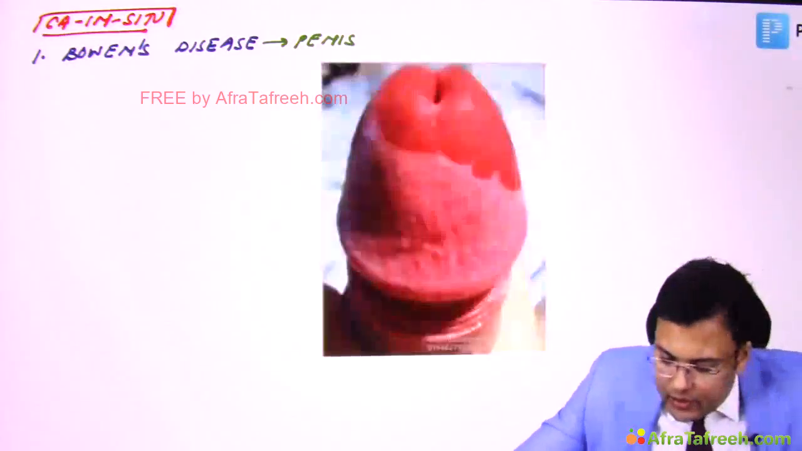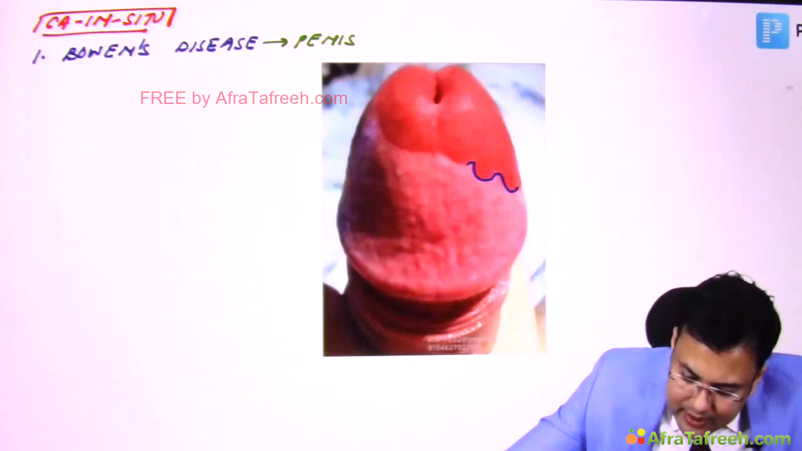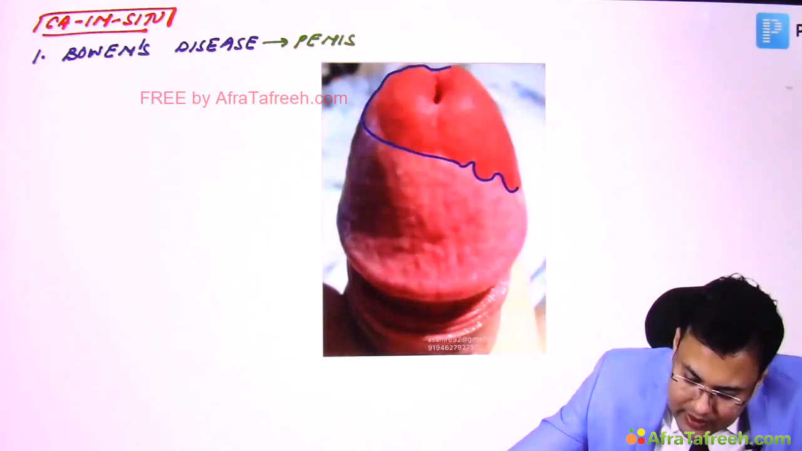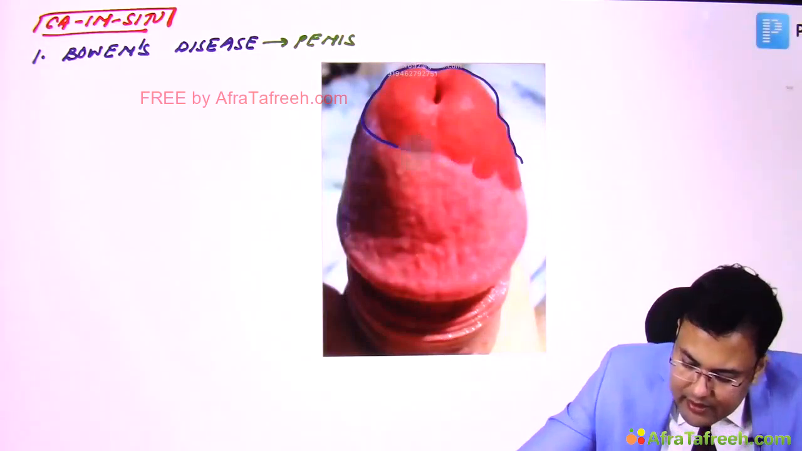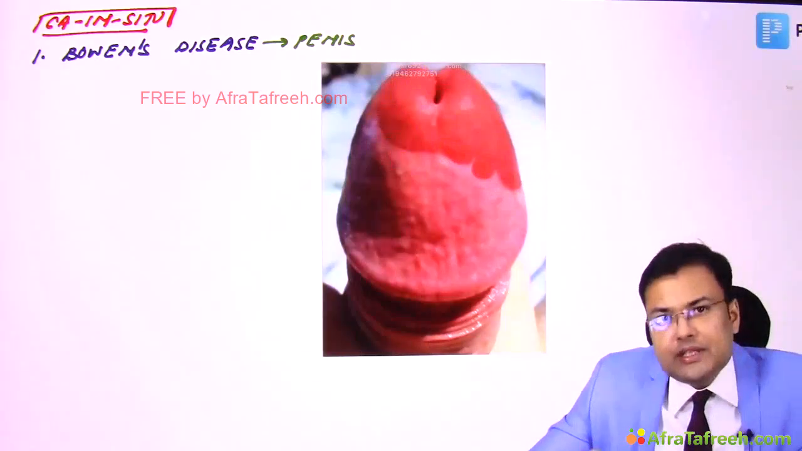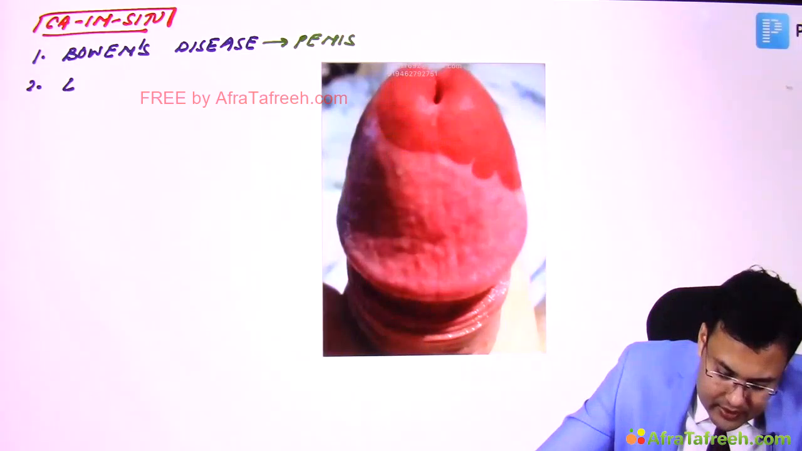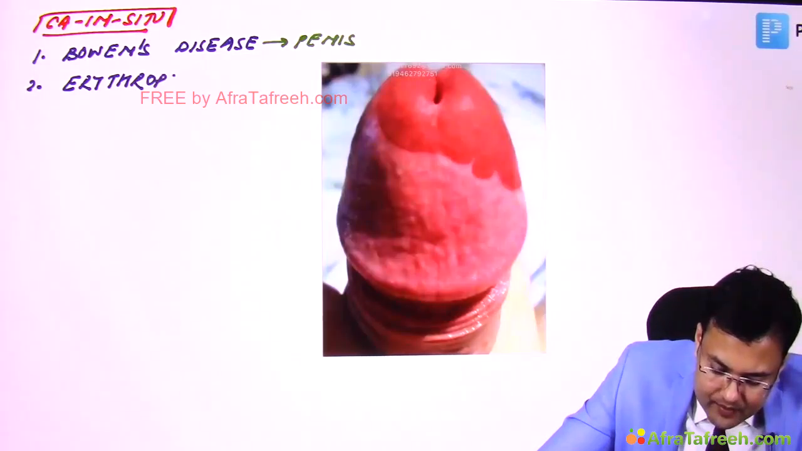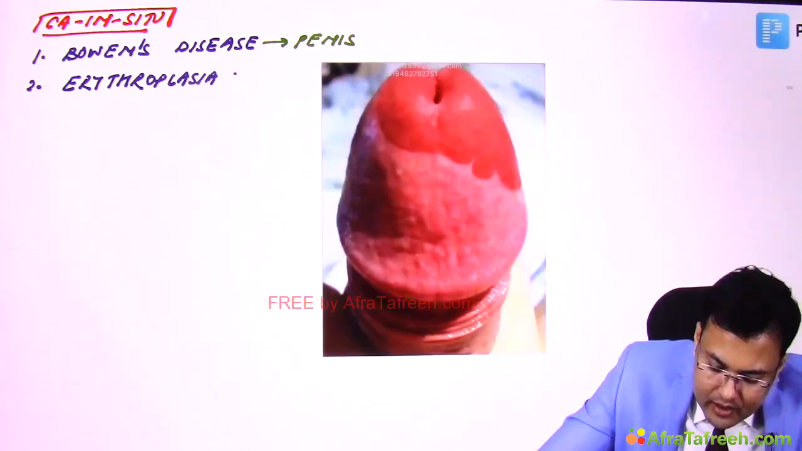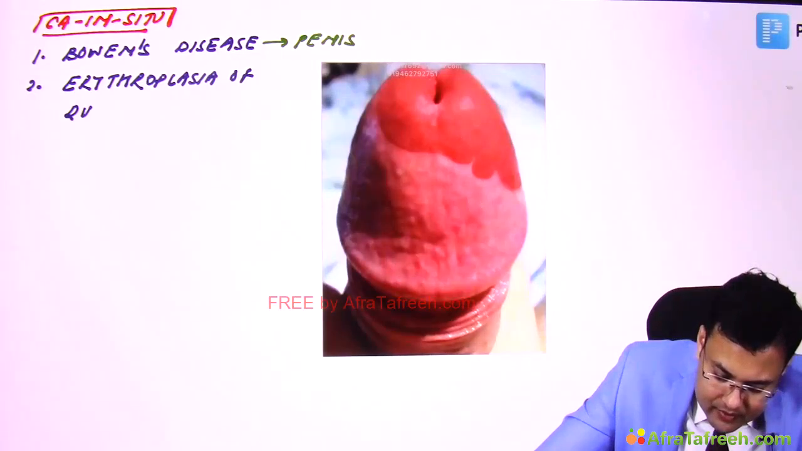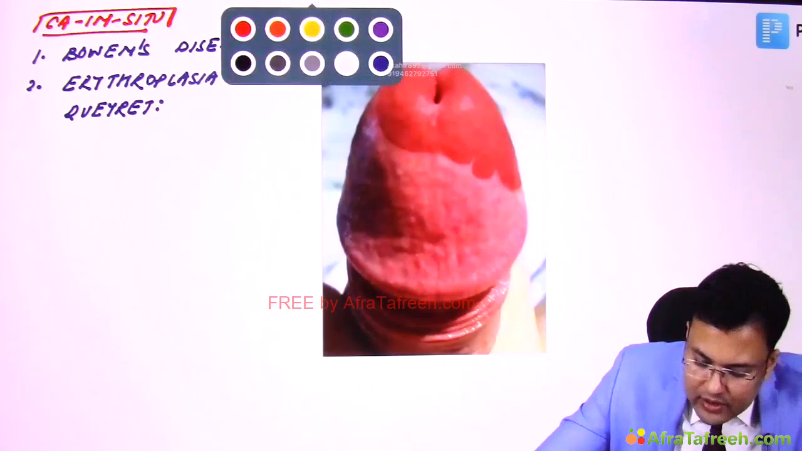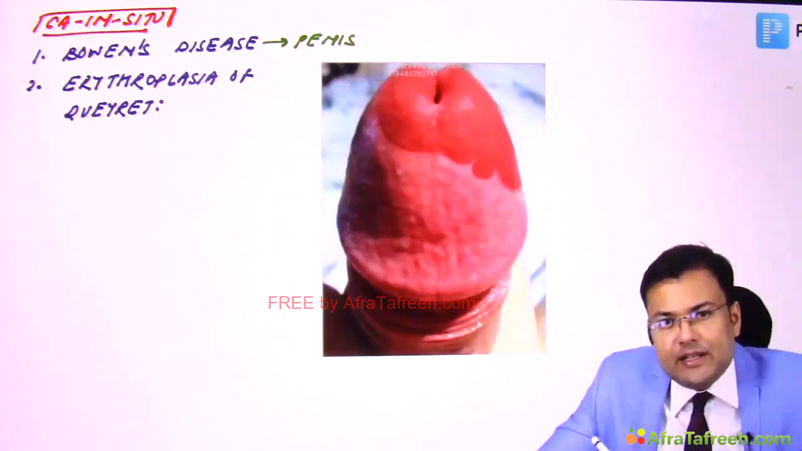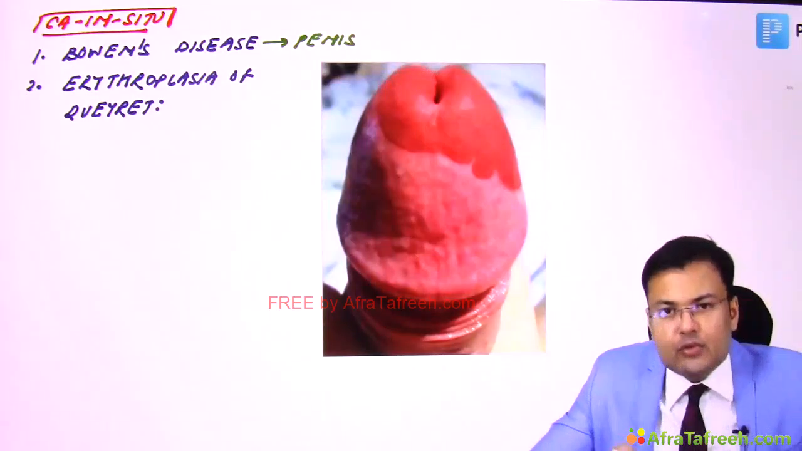But specifically if there is presence of a red velvety lesion over the glans penis, how does it look? So here you can see, can you see? This is the red velvety lesion involving the glans penis. So this red velvety lesion is erythroplasia of Queyrat. So you have to remember erythroplasia of Queyrat. Clear? So this is a red velvety lesion over the glans penis. These are the two important points.